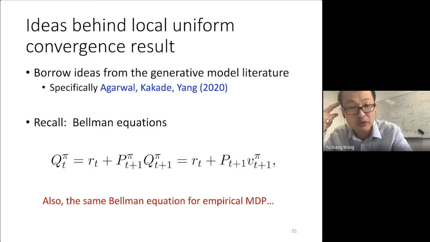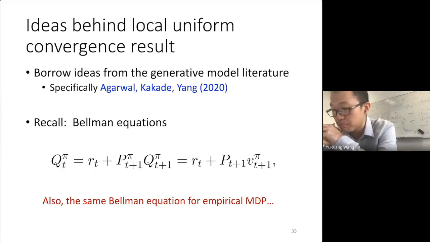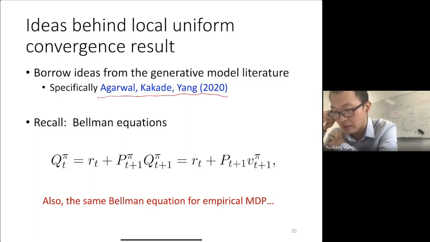that's okay? So the idea behind the local uniform convergence result is to somehow connect this to the generative model approach, specifically through the technique of Agarwal, Kakade, and Yang, called Trinity. This is an excellent paper if you haven't read it, so maybe it's a good idea to read it.